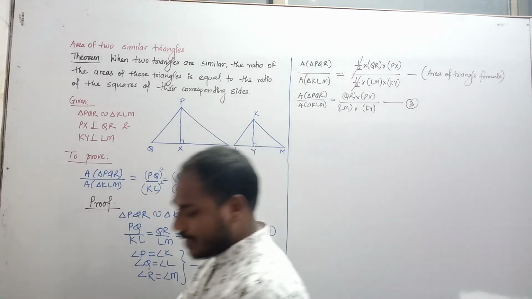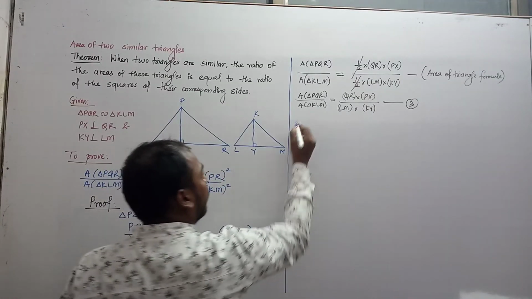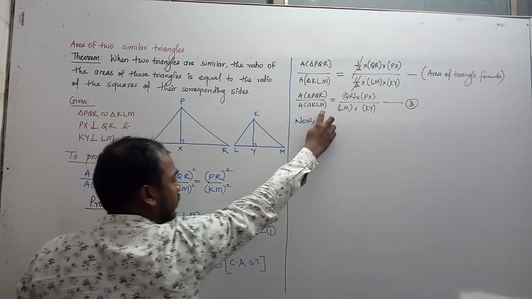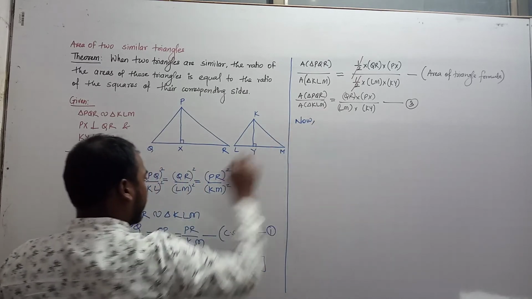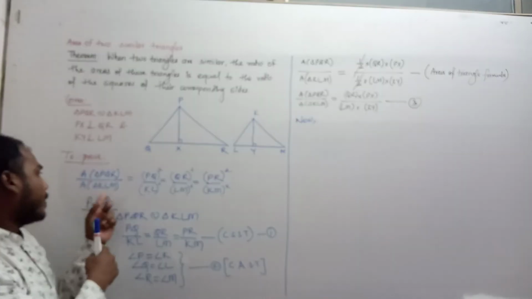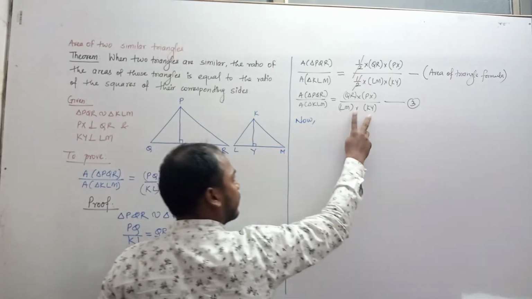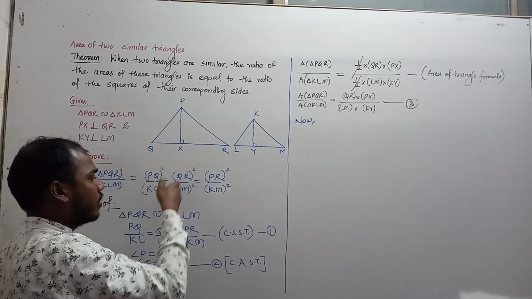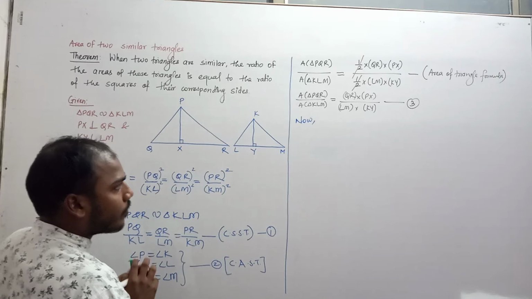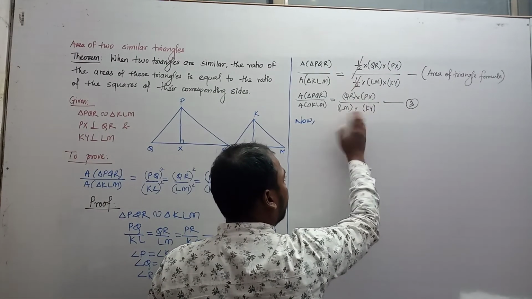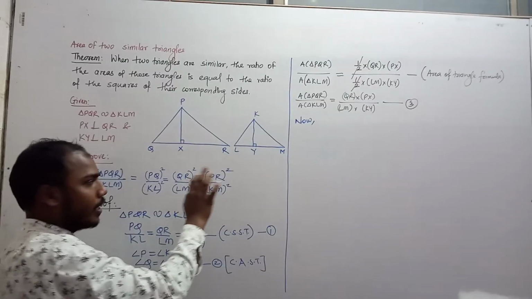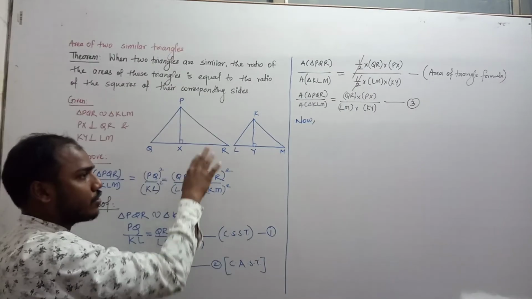Okay, so next step, what will we write now? See, if I look at equation number 3 and the proof part, the left hand side is the same thing, that is area of PQR divided by area of KLM. But we have to convert this right hand side in the form of square. So how can we convert it in the form of square? Very simple, we will replace these values, and we will take any one ratio out of these three.